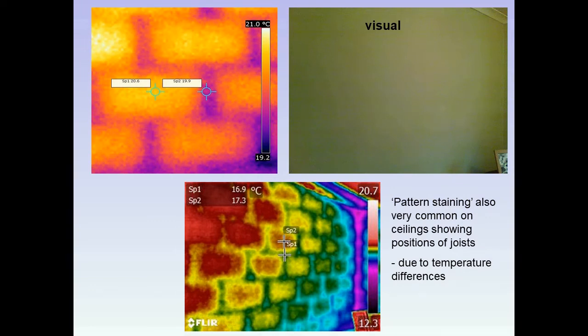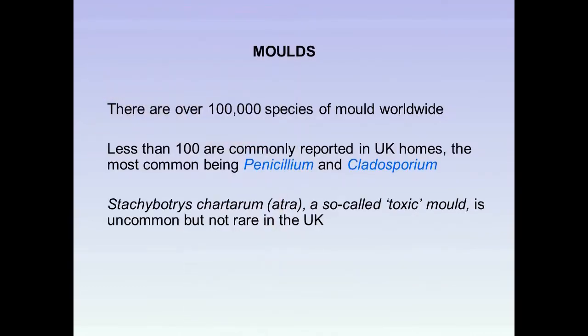But here's just an example, looking at a thermal image of this. It shows up the cold spots. So back to moulds then. There are over 100,000 species of mould worldwide, but less than 100 are common in the UK. The most common being Penicillium and Cladosporium species. Stachybotrys chartarum, a so-called toxic mould, is uncommon but not rare in the UK.